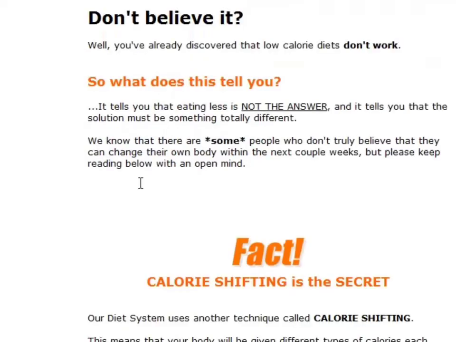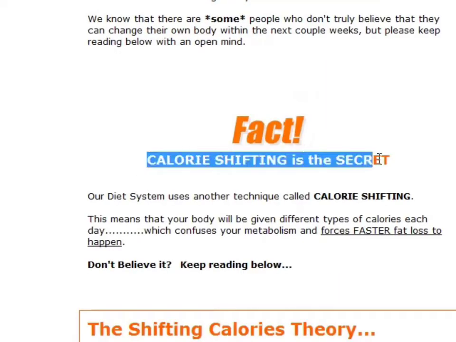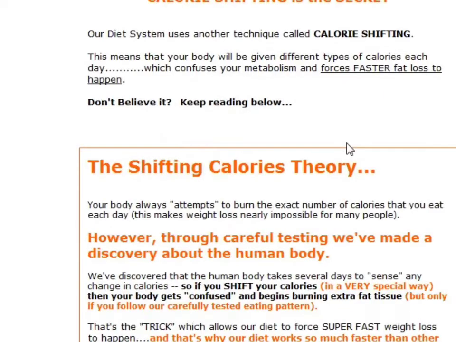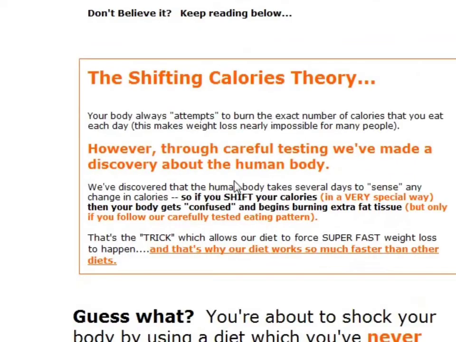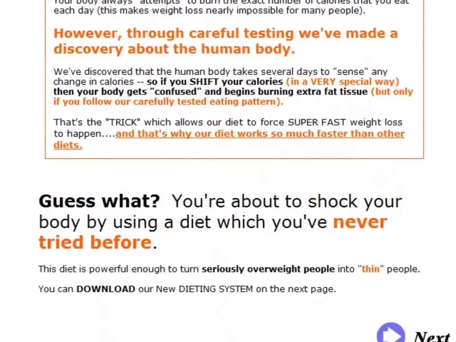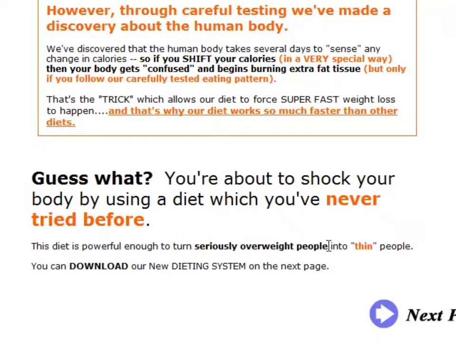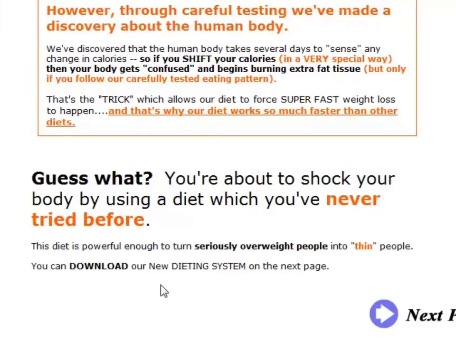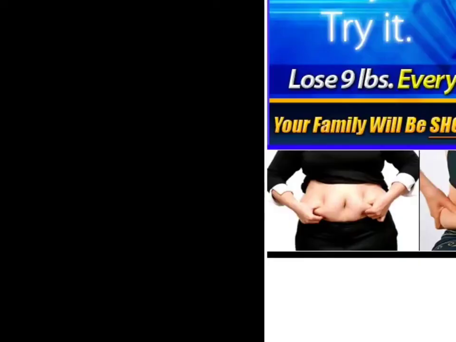So what does this tell you? It's not the answer. Calorie shifting is the secret. What's calorie shifting? That's interesting. What is calorie shifting? And they give you kind of the basic theory. You're about to shock your body using a diet you've never tried before. Okay. And then it just said, if you looked at it, you can download our new dieting system on the next page. And they're like, oh, sweet.